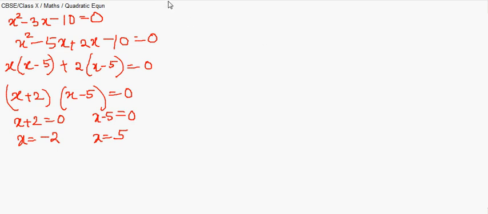Now let's take up a situation, frame our own quadratic equation for the same and solve it by factorization. Let's write a short question on it.